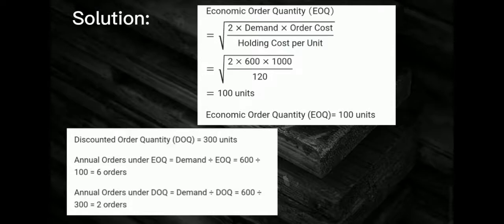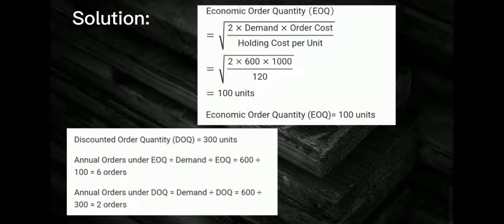So given the example in the previous slide, you will now be getting the solution for the economic order quantity. The formula for this is the square root of 2 times the demand times the order cost divided by the holding cost per unit. So the square root of 2 times 600 times 1,000 divided by 120 is equal to the economic order quantity of 100 units. In the discounted order quantity, we have 300 units.